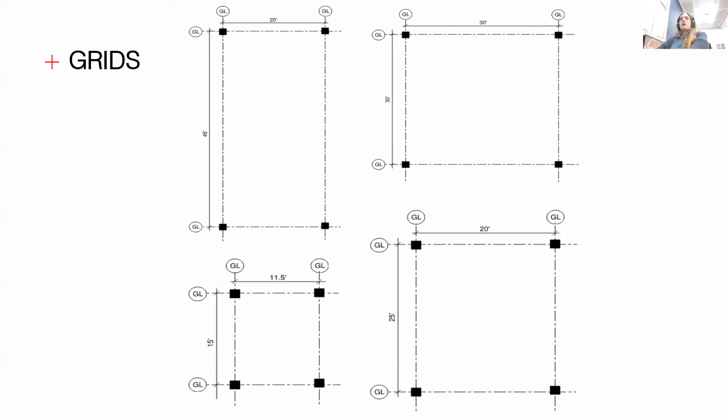The grids are really important because we have a kit of parts and there are specific lengths and widths to the sizes of panels that can be used. You typically see a more regular grid.